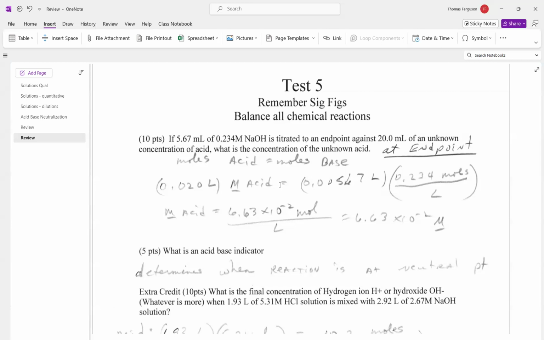Okay, at the endpoint with acid-base titrations, the moles of the acid equals the moles of the base. So that's pH 7. That's also called the equivalence point. Okay, so we're going to start. Moles acid equals moles base.